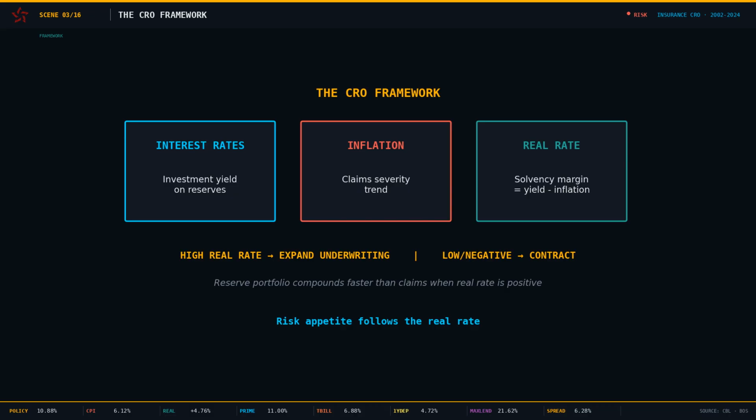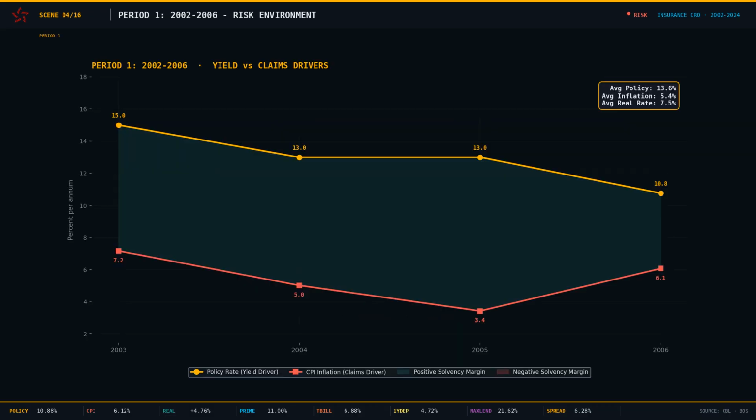When the real rate is high, the insurer can underwrite aggressively, because reserves compound faster than claims. When it is low, the insurer must contract. Period 1. 2002 to 2006. The policy rate fell from 16 to 11%. Inflation rose from 3 to 6. The real rate averaged 7.5%, peaking at 9.6 in 2005.